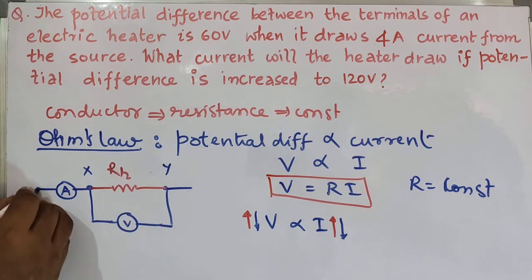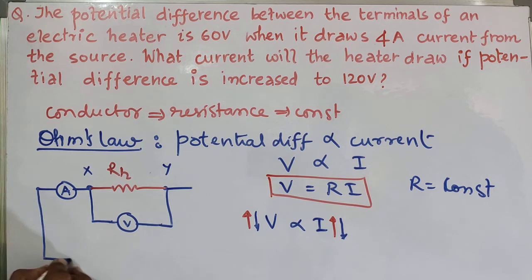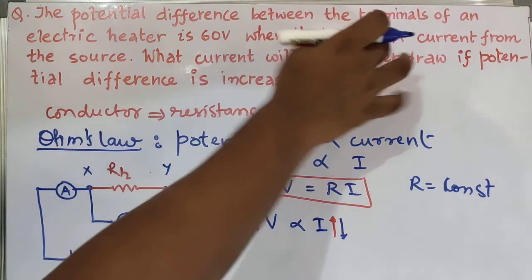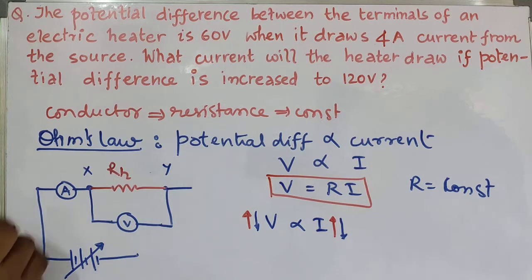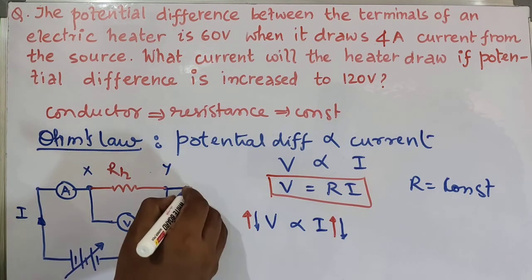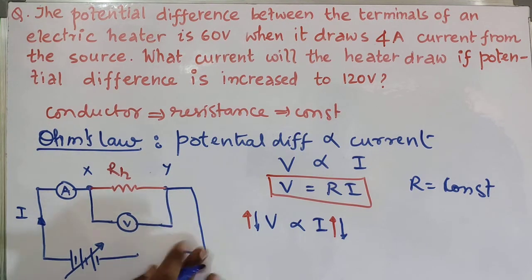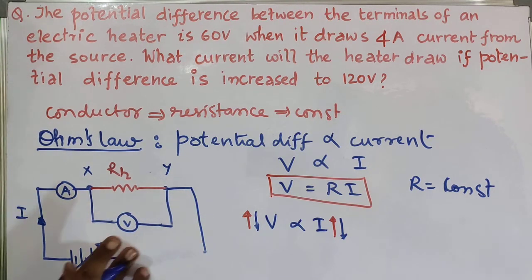Now here I'll keep a variable battery source, so that whatever current you want, I can change the current passing through the conductor. Let's say the current is I. The current will not flow now, right? We have to complete the circuit, then only the current is going to flow. Let me keep a switch here.